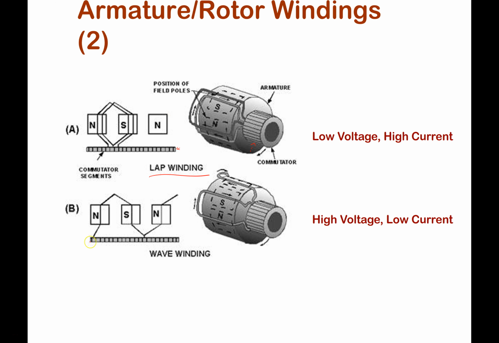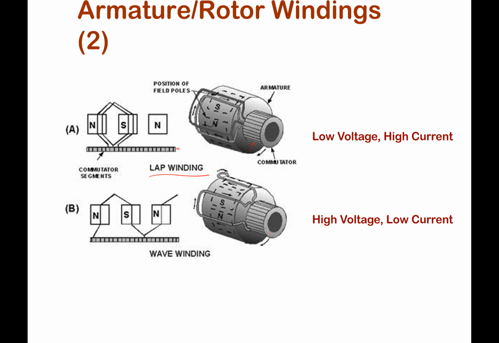And the other way is to do what we call a wave winding. In this case, you don't bring back the winding to the next adjacent one. You just keep wrapping it around like this in a wave. And remember, this is a circle, this is a commutator, so you end up with the same amount of conductor. It just goes progressively around the winding.